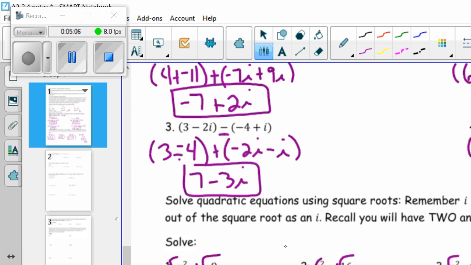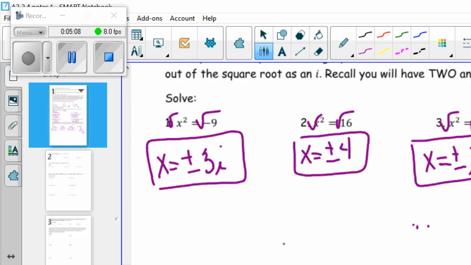So here I have x equals positive or negative 3 times 2, which comes out as 6. The negative came out as an i. What got left behind was the 2. So x equals positive or negative 6i square root of 2.